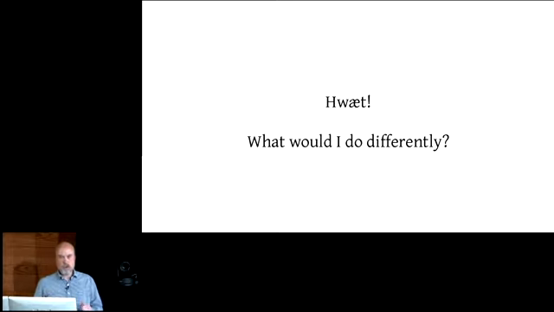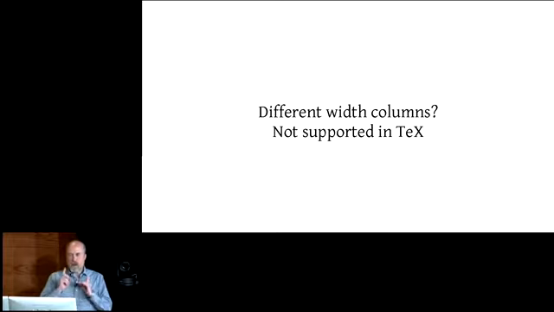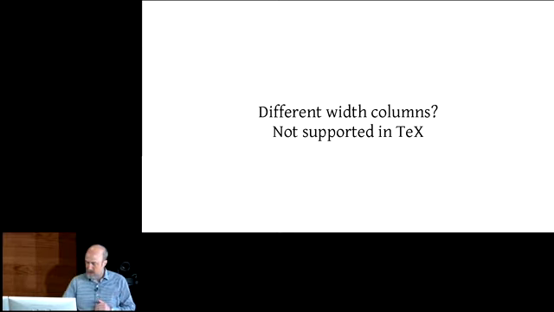What would I do differently? If I'm going to try to do layout over again, what's the thing I want to focus on? I chose a specific first goal to see if I could not just re-implement it, but do something interestingly different. What about different width columns? As you're laying out the document, that's not supported in TeX. It wants each column to be the same width.